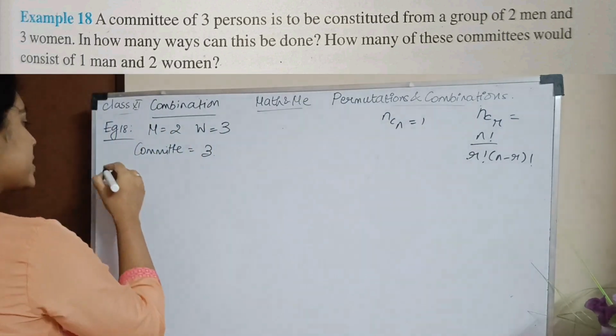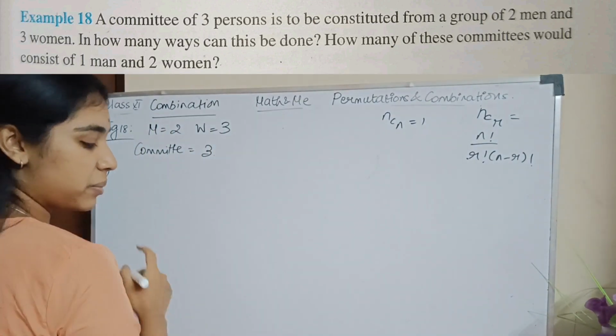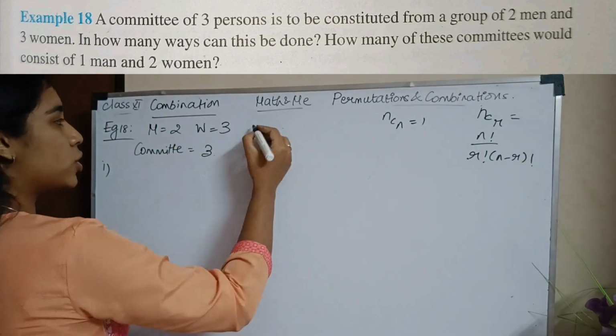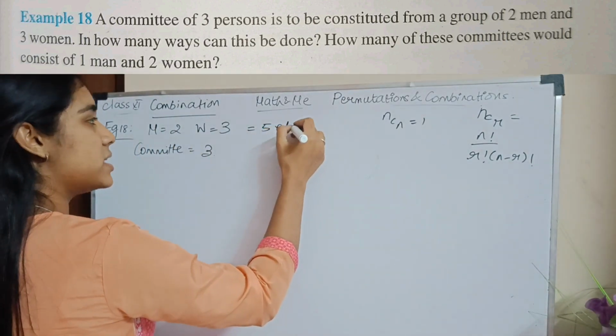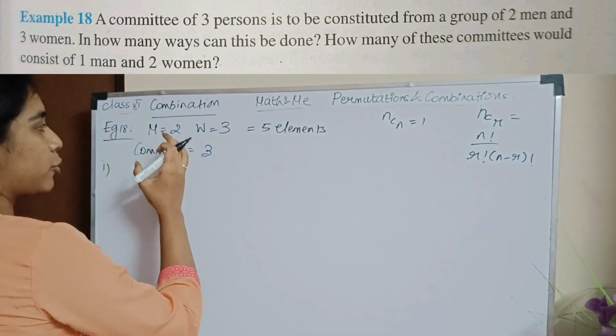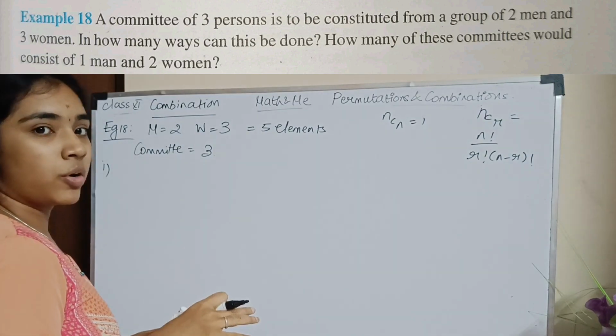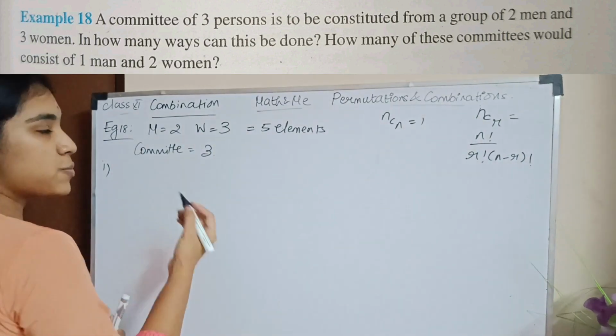That's the second subsection. So now let's look at the first subsection. I need a committee of 3 people from 2 men and 3 women. So in total how many do I have? 5 elements. I'm going to choose 3 people from the 2 and the 3. Now if first men had to come and then women, then it is a permutation.